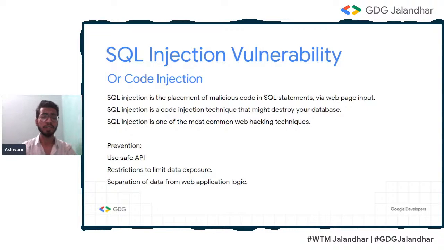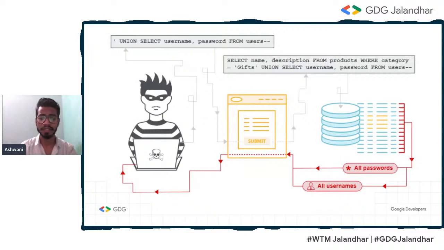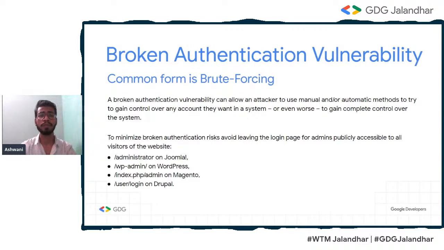Then you may separate your data from the web application with the help of web application logic. You may separate the data in the database, and the front end will be kept in a different part, and the back end will be kept in a safer part. So this is all about SQLi. Then, proceeding with the broken authentication vulnerability, before that, I would like to explain the authentication part.